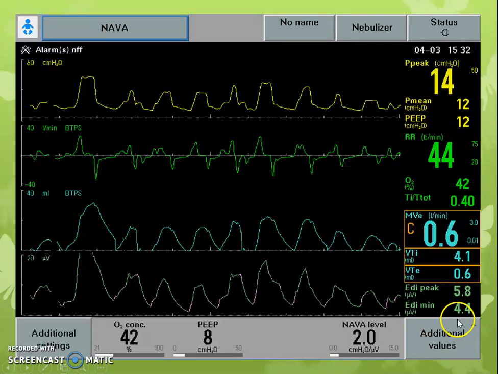Now we're talking about EDI min. You're going to see your PEEP at 8 and your EDI min at 4.4. If your patient's EDI min is consistently like 6, 7, or even 8, it means your patient needs increased PEEP, because that tells us that the patient needs more PEEP.